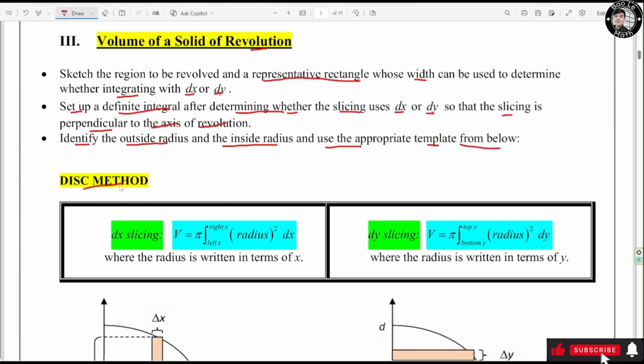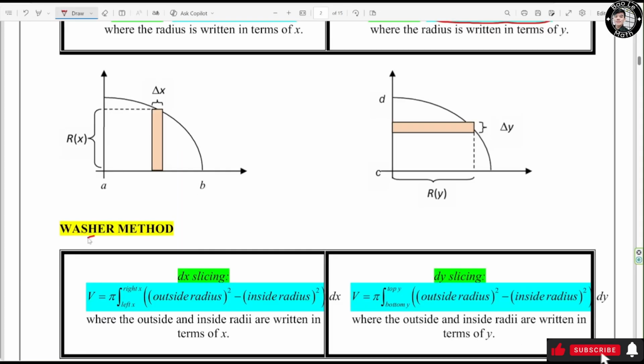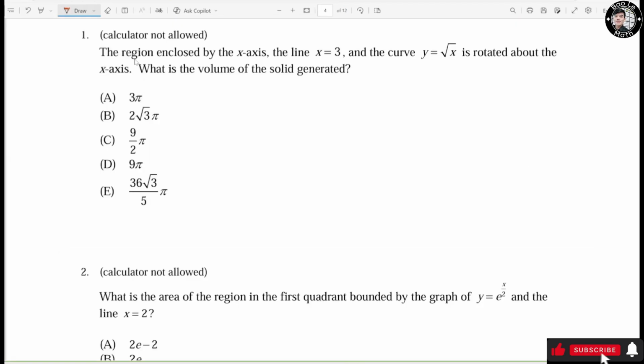Now, this is the disk method. For dx slicing, V equals pi times the integral from left x to right x of radius squared dx. Now, for dy slicing, we're going to use this formula. Now, next one, the washer method. You're going to use this formula if dx slicing, and this formula if dy slicing. Now, let's move on to question 1.